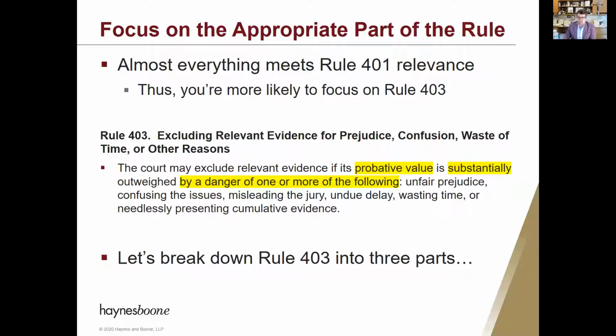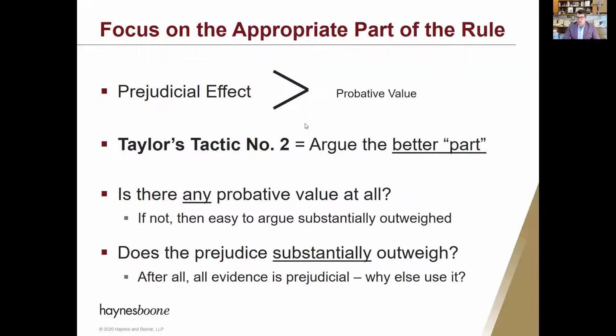And most of the time, people just shorthand it as unfair prejudice, okay? But undue delay, wasting time, etc. So if you break it down, big prejudicial effect, a lot of it outweighs the probative value, okay? Where teams get caught is they basically argue that it's prejudicial. The evidence is prejudicial, it should be thrown out for 403.